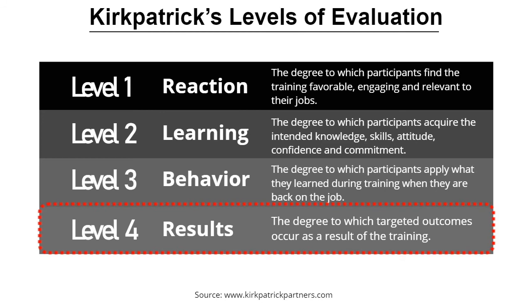Level 4 measures the degree to which the targeted outcome occurs as a result of the training. For example, a particular product training provided to the sellers leads to a certain percentage of revenue growth for that product. This is an example of level 4 evaluation. So you may be wondering which level is right for you to use for your training. And the simplest answer to that question is that it totally depends on your learning outcomes or your learning objectives that you established in the beginning of the design phase.